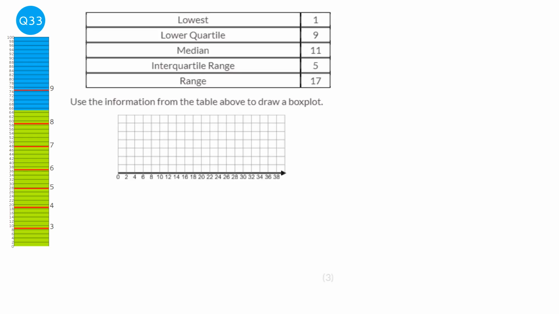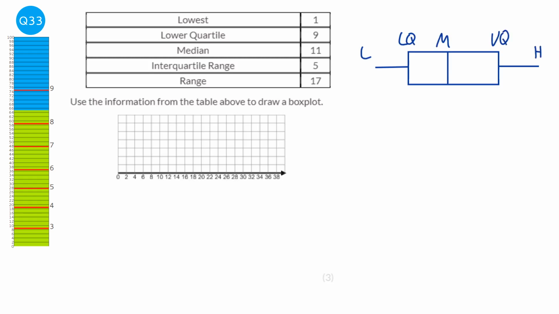A box plot starts with the lowest value, then it goes to the lower quartile. So we have the lowest value, then the lower quartile, and then we have the median, then the upper quartile, and then the highest value.